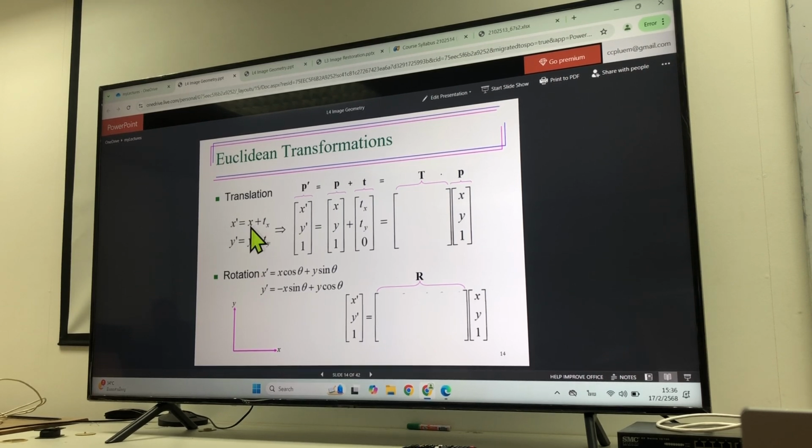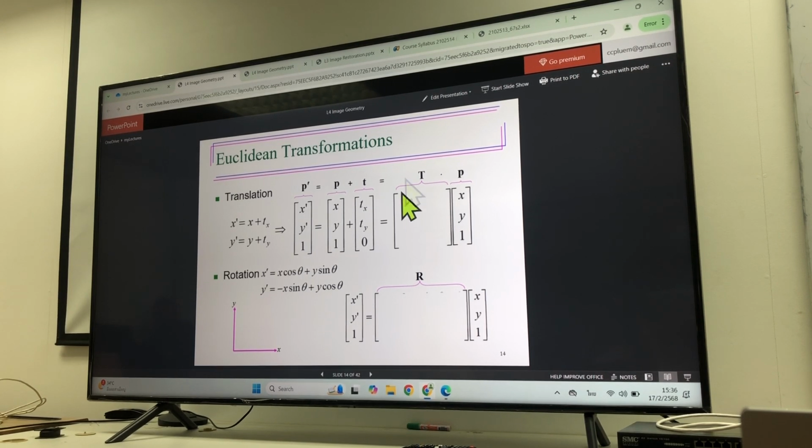For translation we start with x and y. x is changed to x plus tx, where tx stands for translation in x, and y is changed to y plus ty, translation in y. So x prime is x plus tx, and y prime is y plus ty. And usually this is 1 in homogeneous coordinates.